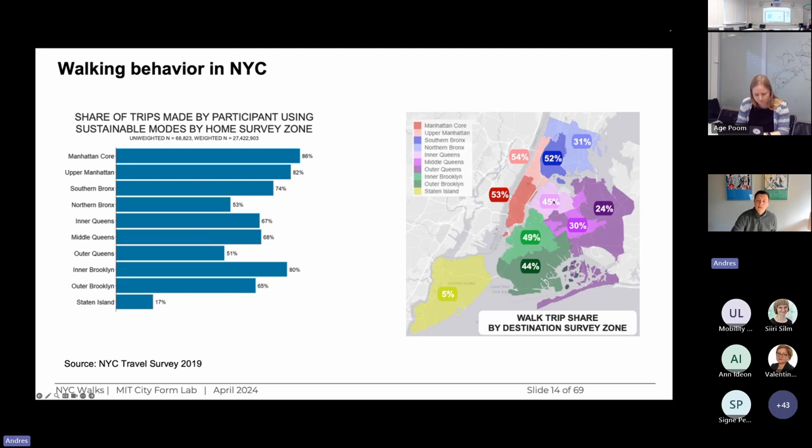Here's the chart on the right that shows walking mode share, and that is highest in the highest density parts of the city. So you see 53 and 54% in Manhattan, the Bronx in the north, and 49% in parts of Brooklyn, and it drops as we go further away from the historic core of the city and the densities diminish.